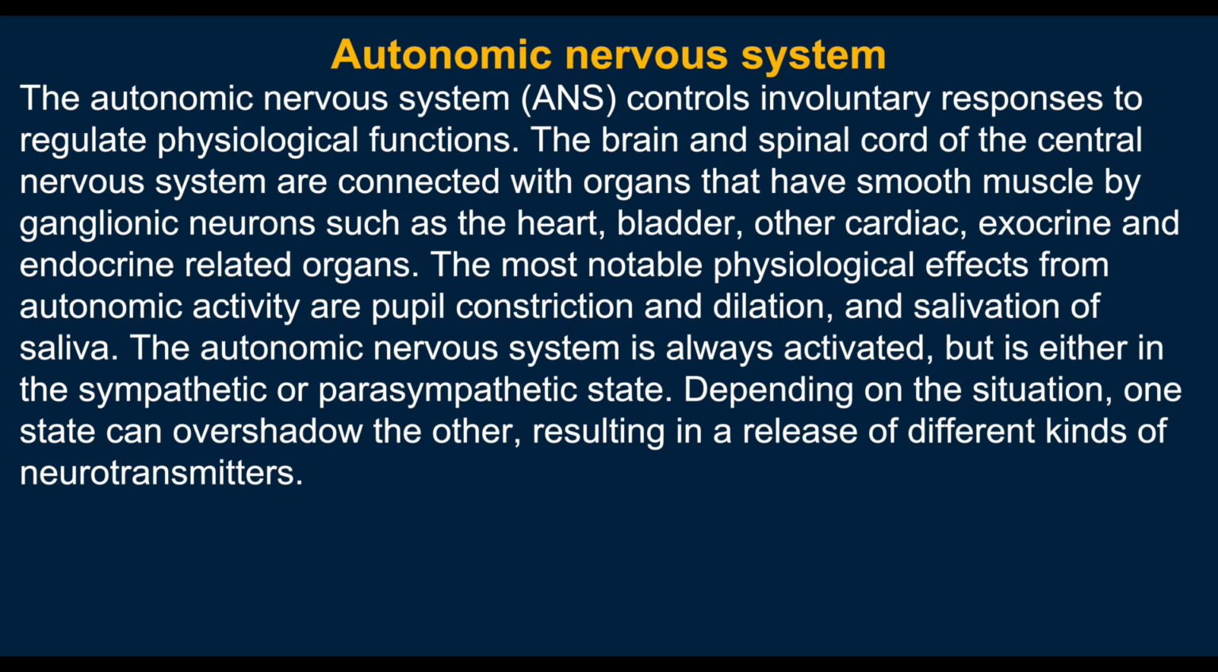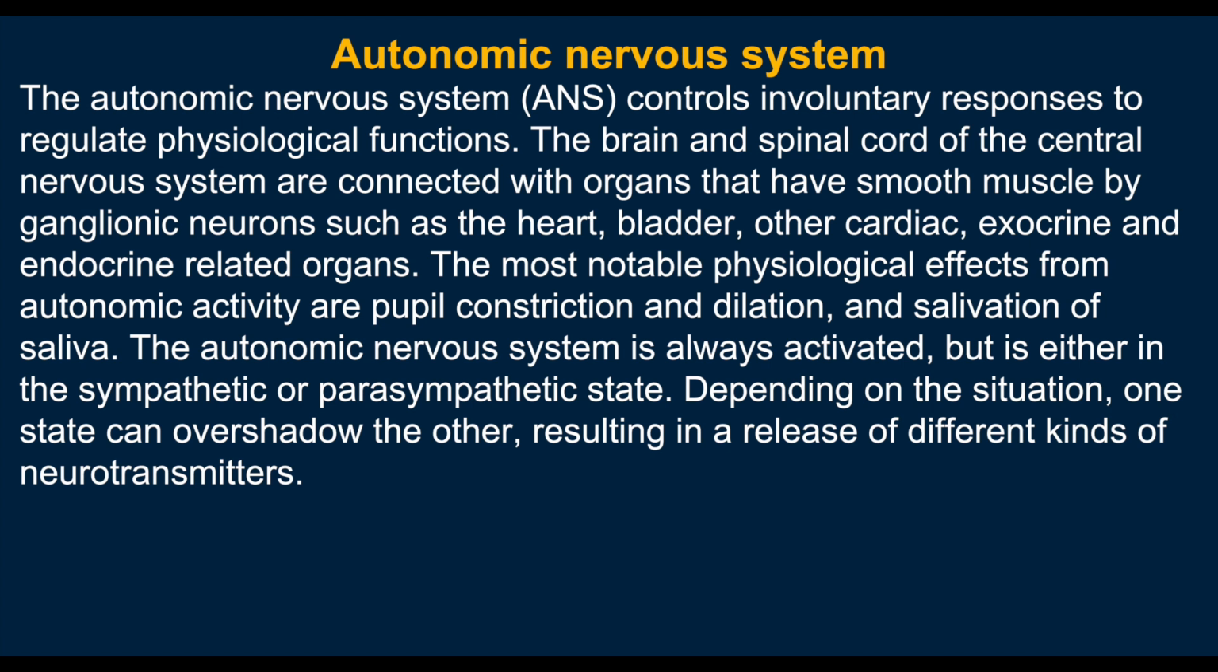Now let us see the autonomic nervous system. The autonomic nervous system controls involuntary responses to regulate physiological functions. The brain and the spinal cord of the central nervous system are connected with organs that have smooth muscles by ganglionic neurons, such as the heart, bladder, and other cardiac, exocrine and endocrine related organs. The most notable physiological effects from autonomic activity are pupil constriction and dilation and production of saliva.